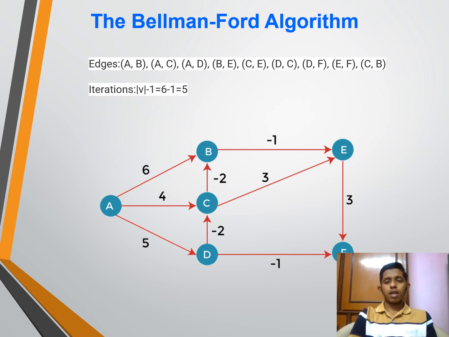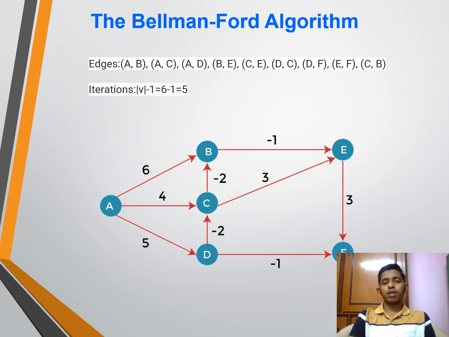So let us see an example for the Bellman-Ford algorithm. This is the graph which contains the edges between the vertices. Let's see in alphabetical order: A comma B, A comma C, A comma D, B to E, C to E, D to C, D to F, E to F, C to B. So these are the edges present in the weighted graph.